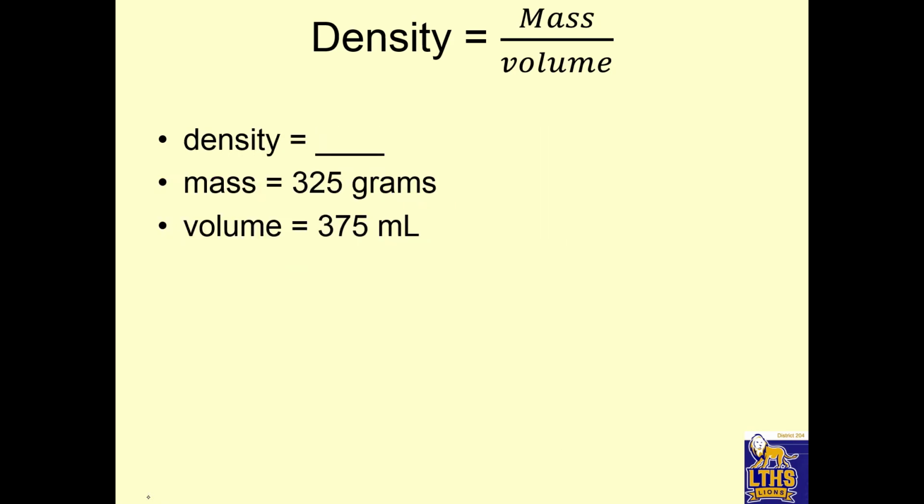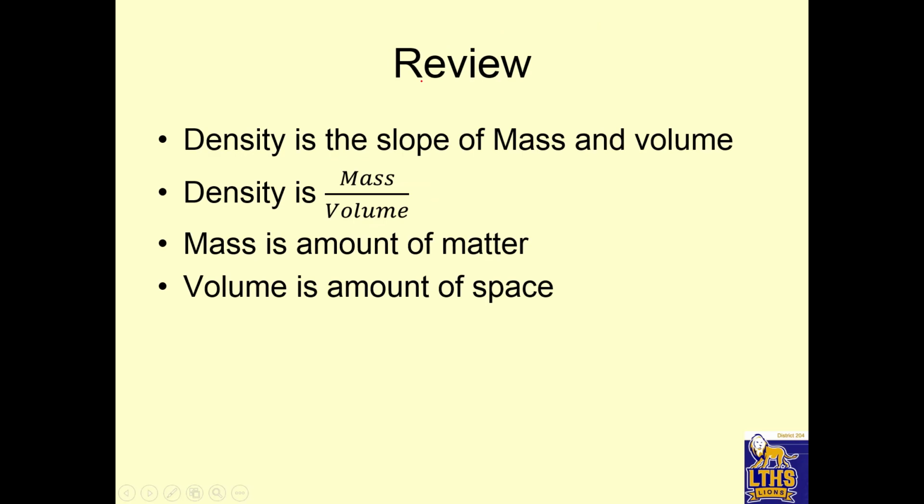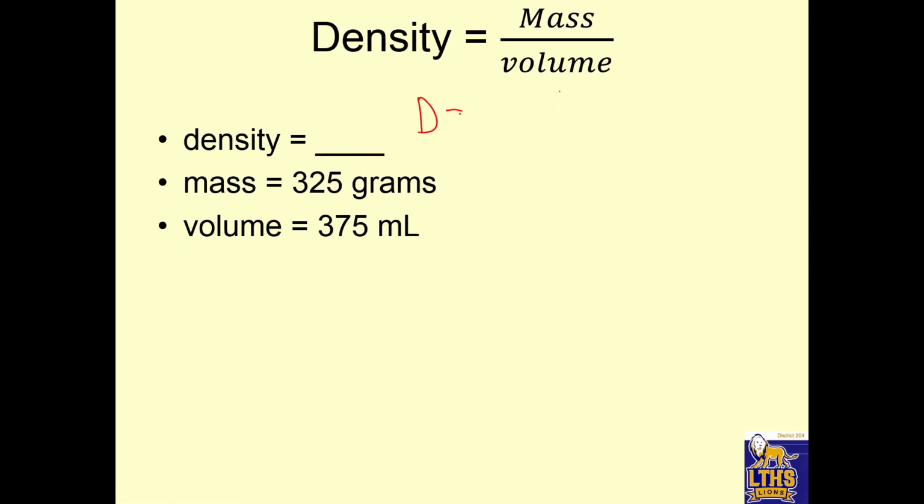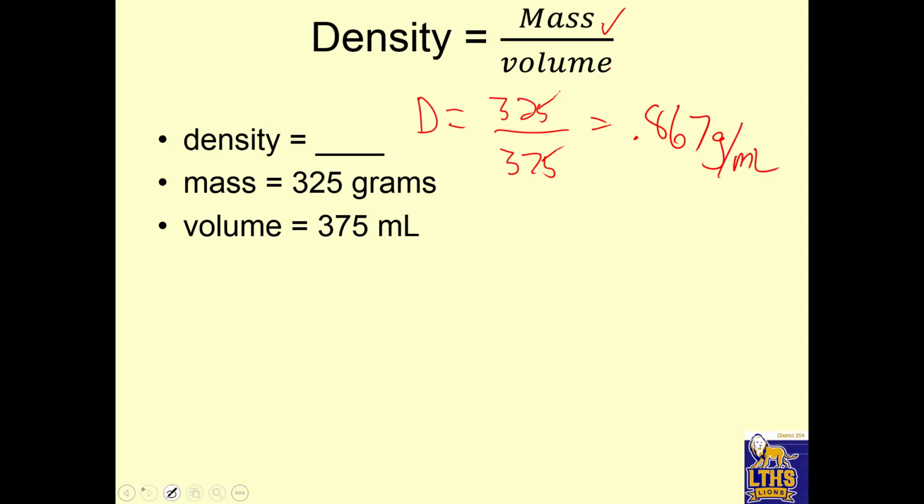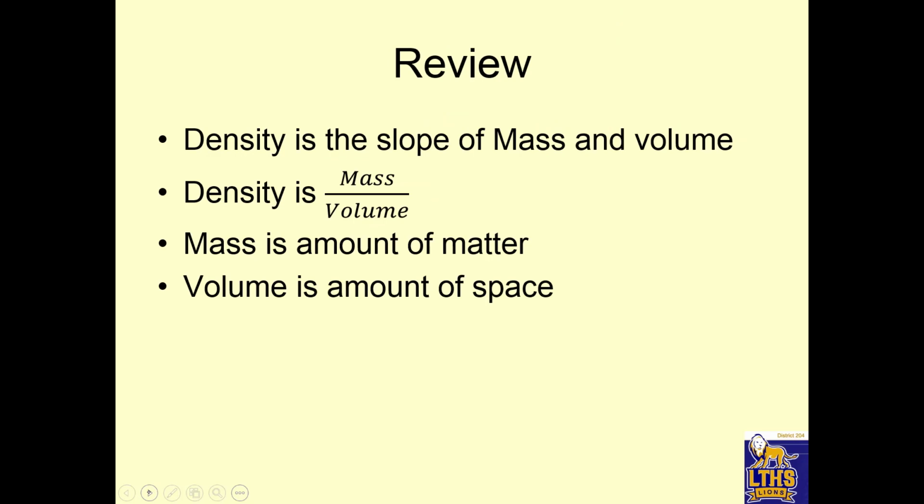Now I'm going to solve for density. Density is mass over volume. Density equals 325, that's my mass, over my volume, 375. 325 divided by 375 is 0.867 grams per milliliter. That is it. Woohoo! Density is the slope of mass and volume. So we've got to be able to use slopes. Density is mass over volume.